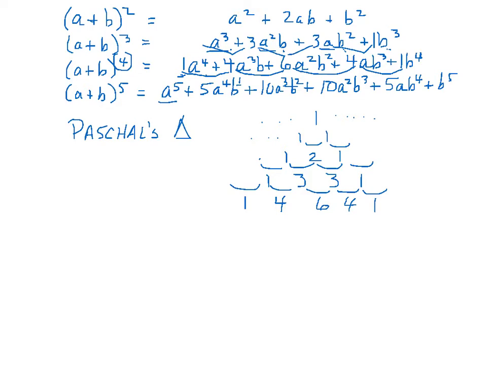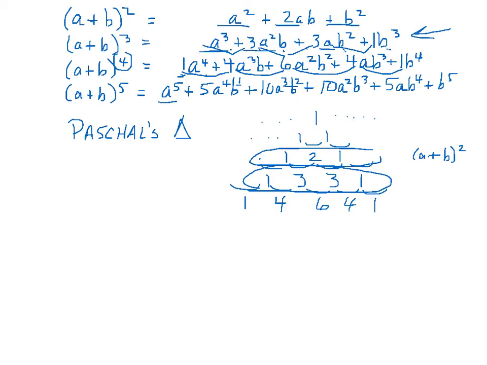And you see that these coefficients, 1, 2, 1, look up at the very top of the screen, 1, 2, 1. Those are the coefficients when you square. The next line here is 1, 3, 3, 1. Look up here at the second line, 1, 3, 3, 1. Those are the coefficients when you raise to the third power.